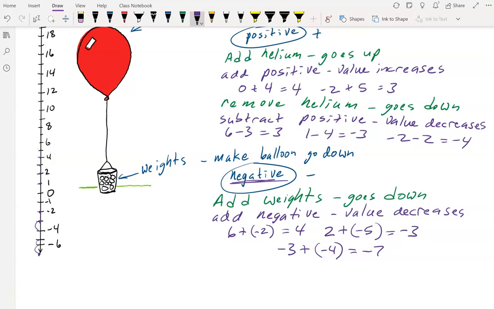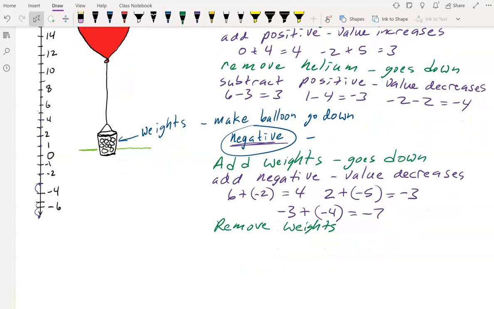Okay? Well, let's talk about when we remove weights now. When we remove weights, when we take weights out of the cup, what happens to the balloon? When you start taking weights out, will the balloon go up or will the balloon go down? If you take weights away. Well, if you remove the weights, that means that everything's lighter, so the balloon should go up. Right? If you remove weight, the balloon goes up.